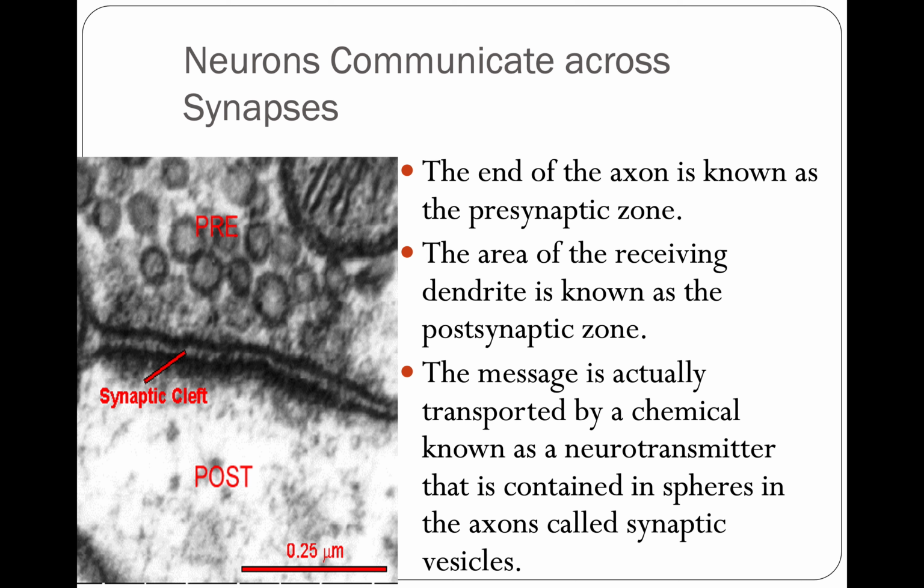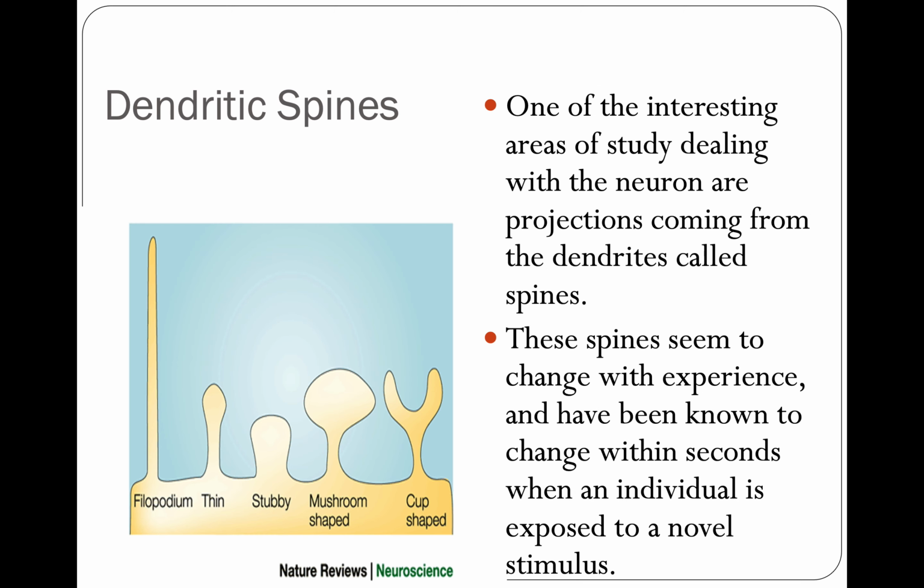The area of the receiving dendrite is known as the postsynaptic zone. The message is actually transported by a chemical known as a neurotransmitter that is contained in spheres in the axons called synaptic vesicles. And you can see the synaptic vesicles right here. They are holding neurotransmitter and waiting to release them into the synaptic cleft so that there can be a response.